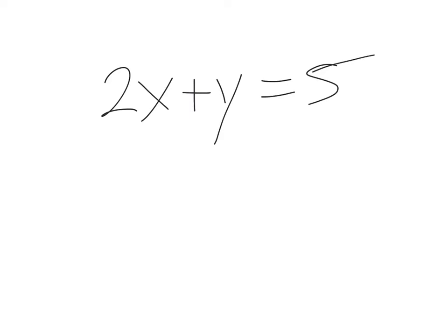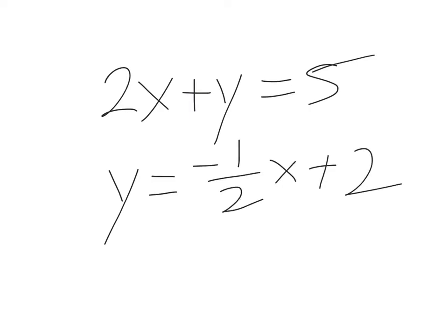If I give you the following two equations, the first equation is 2x plus y equals 5. And the second equation is y equals negative 1/2 x plus 2. Now, I want you to take a couple of seconds here, and I want you to think about what these two equations have in common? And I'm going to warn you, I don't want the merely obvious.